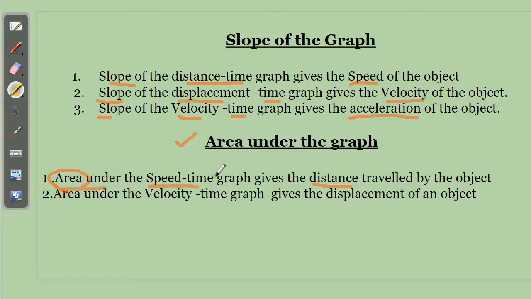Now, if you are provided with the velocity time graph and you are asked to calculate the displacement from it, then you have to go for the calculation of the area under the graph. So the area under the speed time graph gives you the distance traveled and the area under the velocity time graph gives you the displacement. So remember these 5 points: 3 points related with slope and 2 points related with area under the graph.